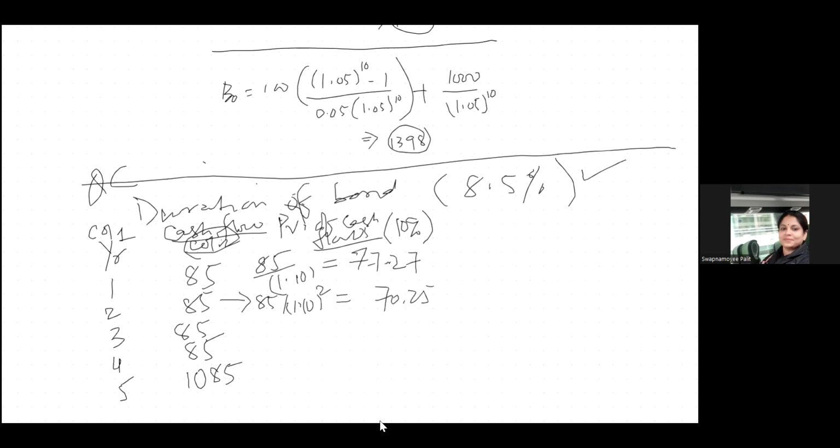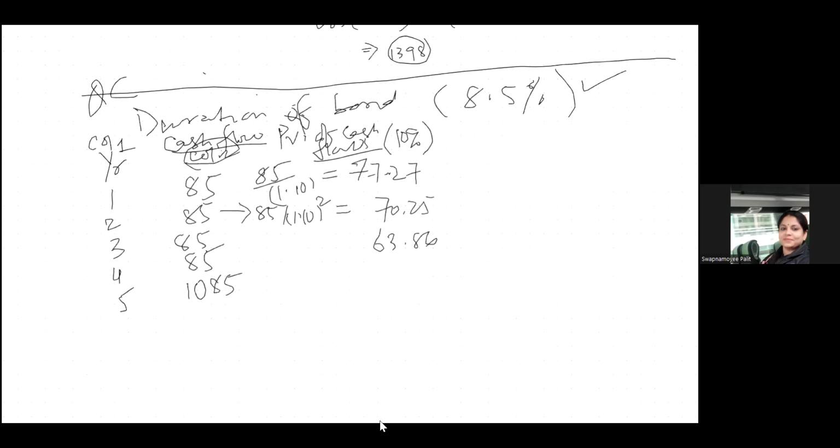So you got 63.86. Similarly, the other values you will get are 58.06. Then what you will get is 673.70. Then what you are going to do is take the summation of this. This is 943.14.